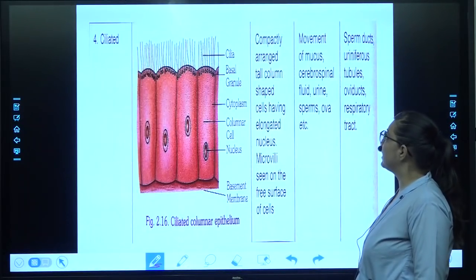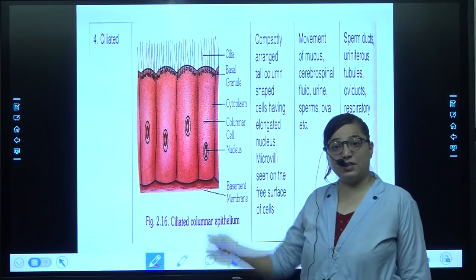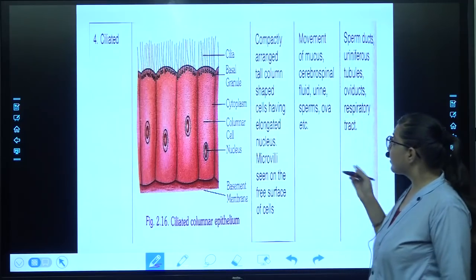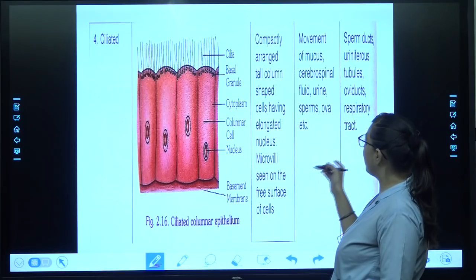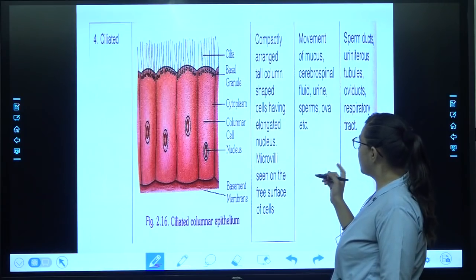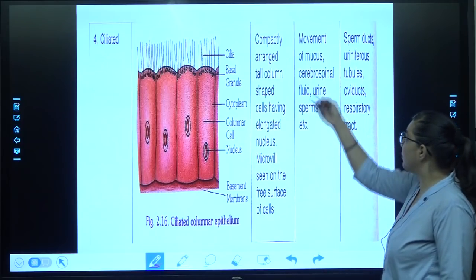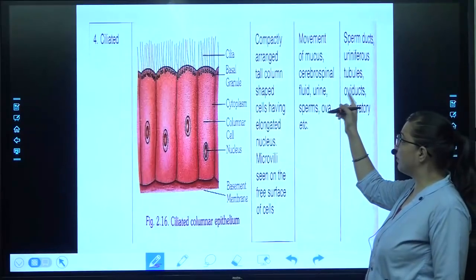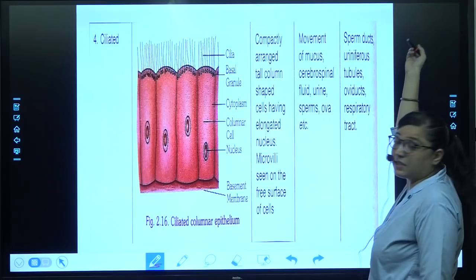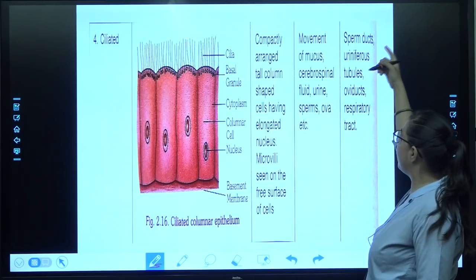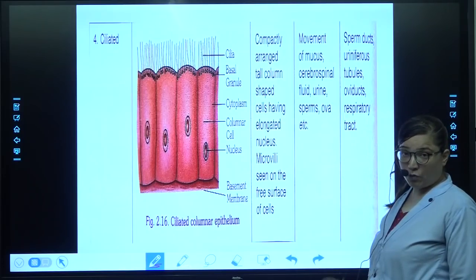of mucus. Then in cerebrospinal fluid, which is the fluid present in the brain. Then it will help in the movement of urine, sperms, ova and all these things. Where is it present? In the sperm ducts, because it helps in the movement of sperms. In the oviduct, it will help in the movement of ova.